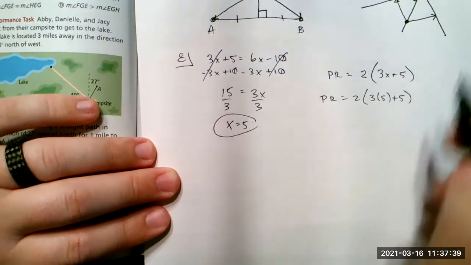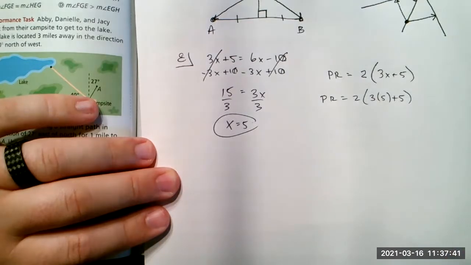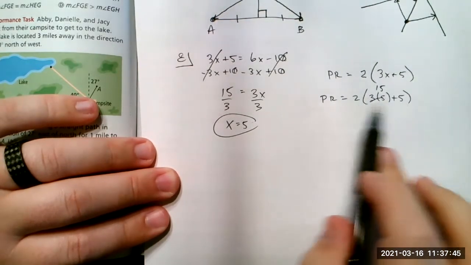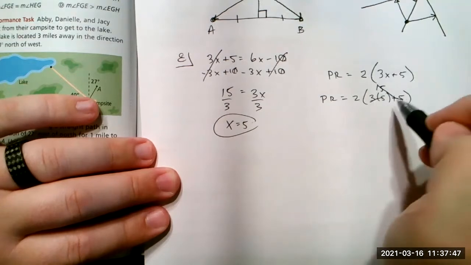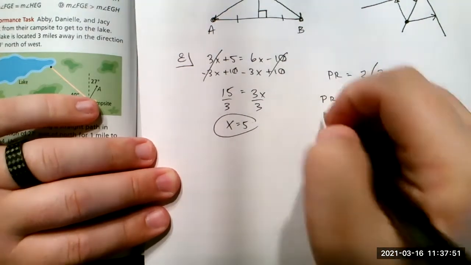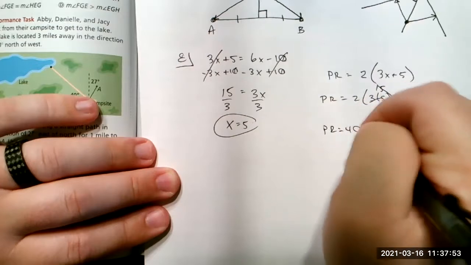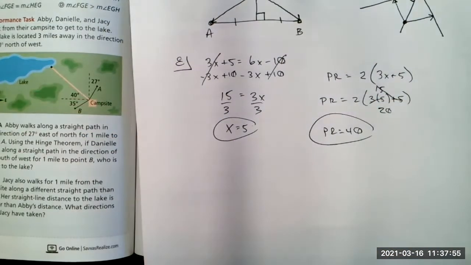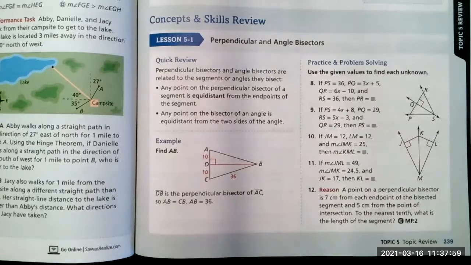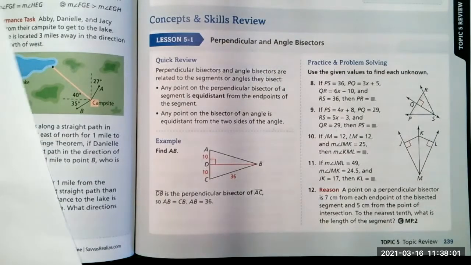2 times 20, that's all PEMDAS, right? Order of operations. 3 times 5 is 15. Now we're still inside parentheses. 15 plus 5 is 20. Now I have 2 times 20 is 40. So there we go. That's our final answer. PR is 40.